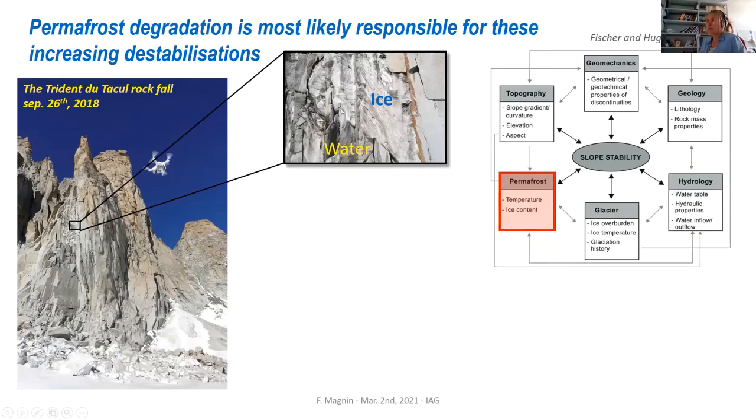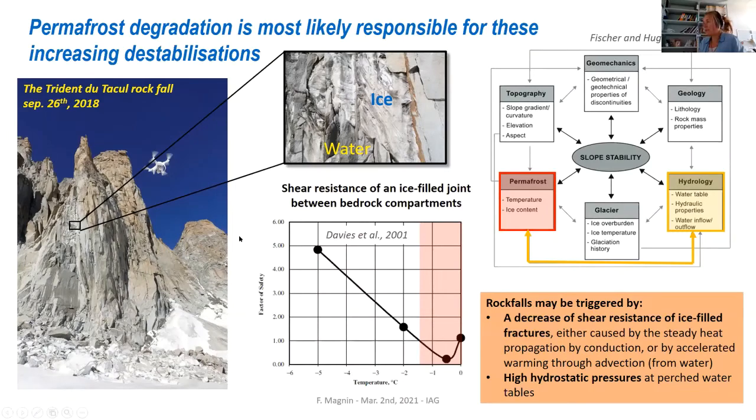And we do not only observe ice, but we also observe water sometimes. And we know that permafrost strongly interacts with hydrology. For example, the ice in rock wall fractures may seal the fracture and cause a perched water table that could then lead to high hydrostatic pressures, possibly leading to rockfall. So there are various hypotheses that link rockfalls or rock avalanches to permafrost dynamics.